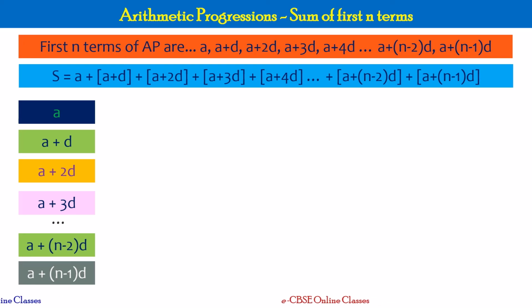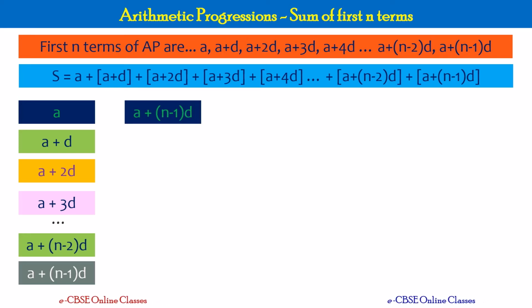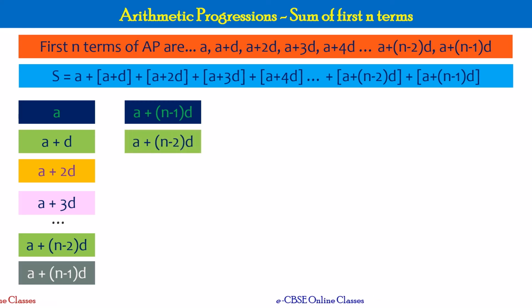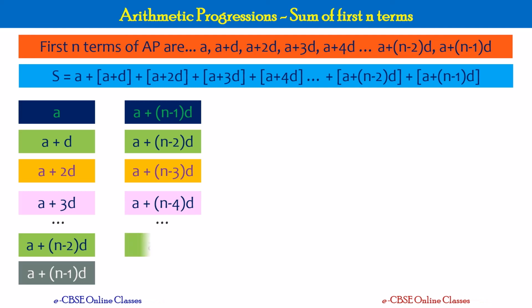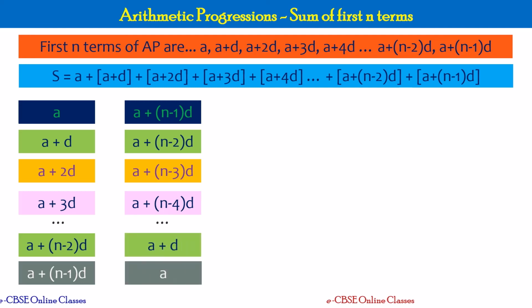What we do next is, we try to write the sequence in reverse order but parallel to each of these terms. So first we write the last term A plus n minus 1 into D. Second we write the last but one term A plus n minus 2 into D. The next one will be A plus n minus 3 into D and so on until we reach A plus D and A. Now what we should do is add these two terms on each row.